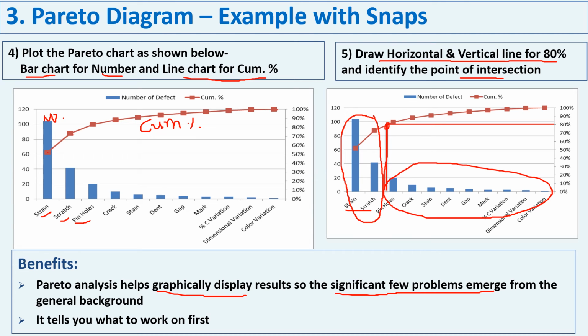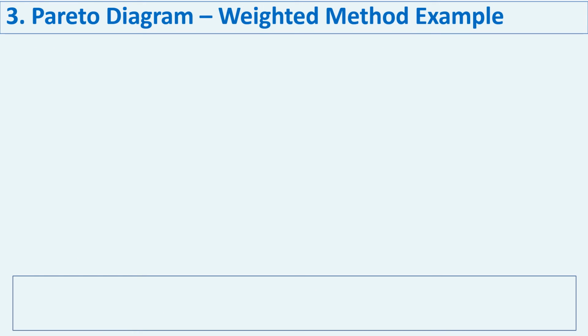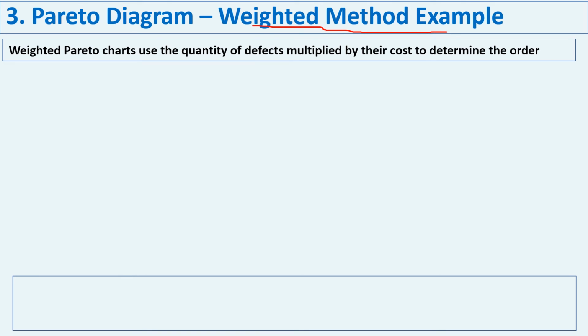Then it tells you what to work on first. We work on stain and scratches first, and then dimensional variation, percentage carbon variation, color variation, like this. I think you have understood what I'm saying. Then the second type is the weighted method. Weighted Pareto uses the quantity of defects multiplied by their cost to determine the order.